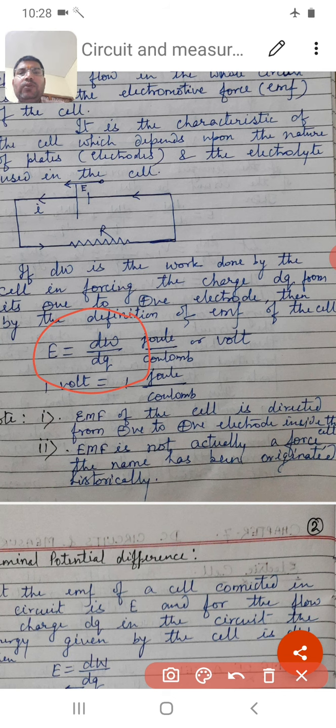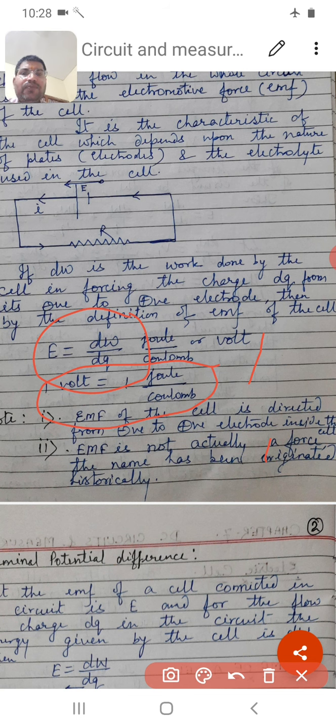using the definition of EMF, we may write E is equal to dW upon dQ. Its unit is joule per coulomb and SI unit is volt. 1 volt is equal to 1 joule per coulomb. Means, if in circulating 1 coulomb charge, 1 joule work is to be done by the cell, then its EMF will be 1 volt. 1 volt is equal to 1 joule per coulomb.